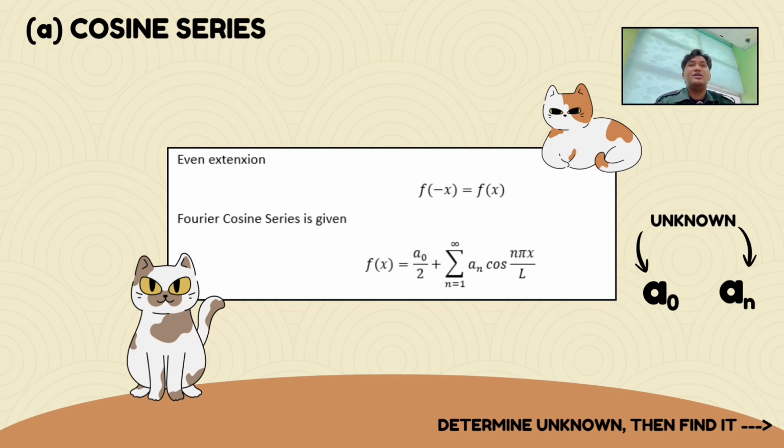Okay, first let's do the cosine series, which is the even extension. Why is it an even extension? Because the function f(-x) is equal to the function f(x). From that, we have a Fourier cosine series formula, which is given here. From the formula, we can see there are two unknowns, which are a0 and also an. Here, we need to determine the unknowns, which means calculating both to solve the formula.